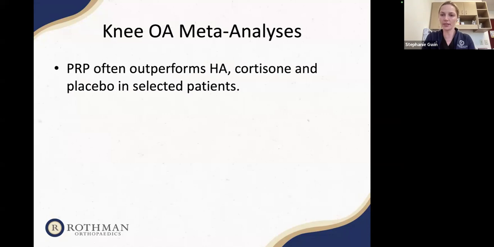So they've done multiple meta-analyses, which is where they're comparing multiple different studies across the board, aggregating the data and seeing what they can get from it. And PRP often outperforms the gel injections and the cortisone. I don't have a slide for it, but there's actually growing evidence for PRP and gel in combination. They kind of work at the same problem in different ways that help each other. So we've been getting good results with that.